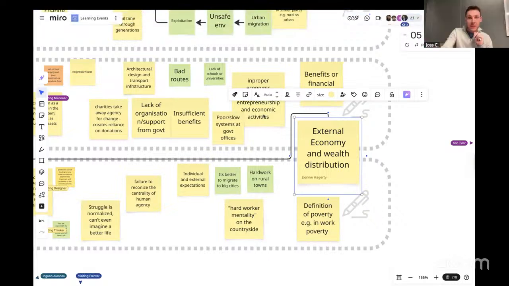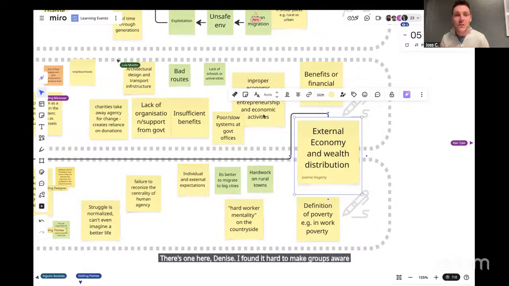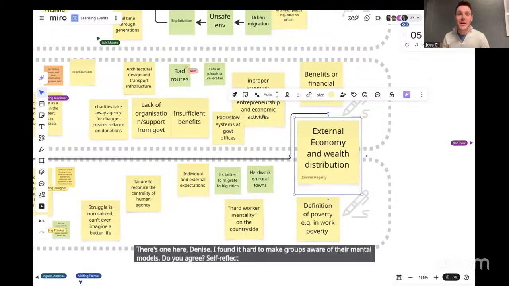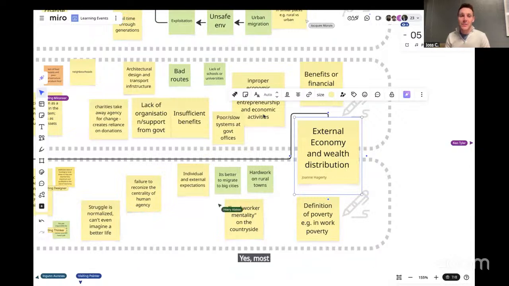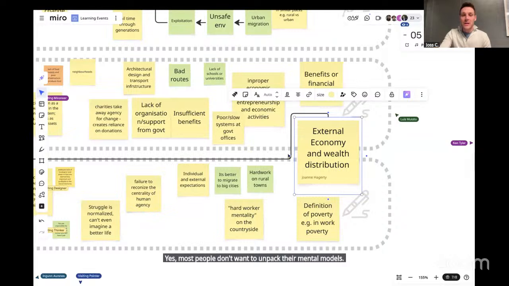There's one here, Denise. I found it hard to make groups aware of their mental models. Do you agree? Self-reflection is not something we all master. Certainly true. Yes. Most people don't want to unpack their mental models, and it can be difficult to lead them in that direction.